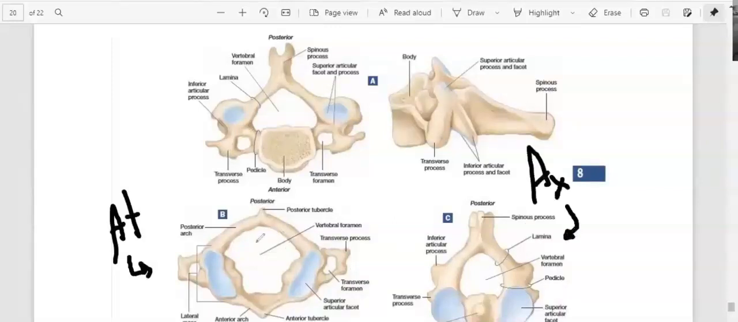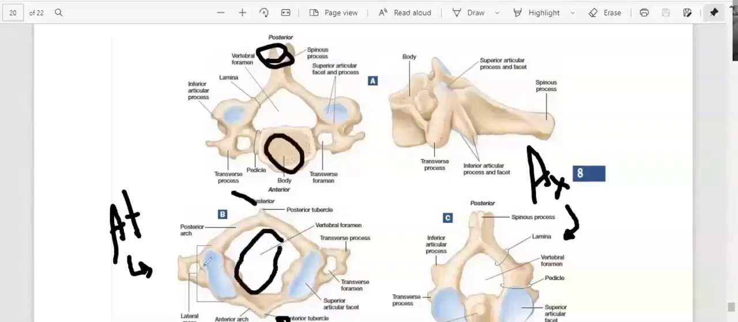So for example, the atlas doesn't have a spinous process. I remember we said this is going to be the process right there. They don't have a process. So this is going to be the posterior tubercle and anterior tubercle. They also don't have a body, but it has a vertebral foramen. Also in the transverse process right here, you're going to have transverse foramen.